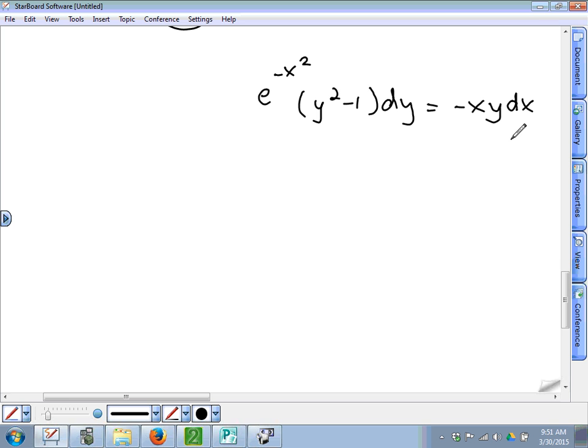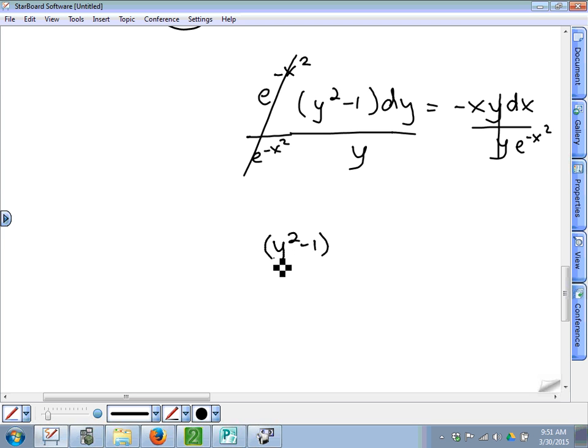Divide the whole side by y. Okay, so that's going to be negative 1 over 2, so you've got y squared minus 1, dy over y. So we have y terms on one side, and we have x terms on the other side. Where'd you go from there?